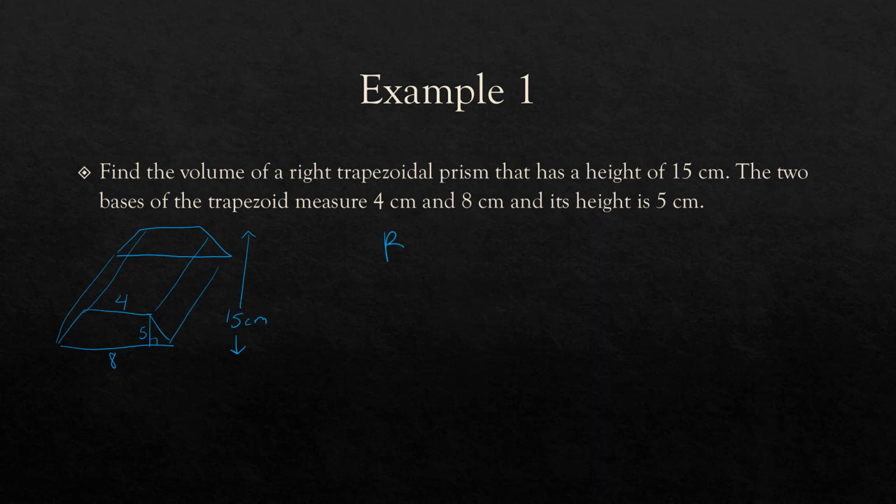So the area of the base is going to be 1/2 base plus base times height for the trapezoid. So 1/2, 4 plus 8, times 5. 4 plus 8 is 12. Half of 12 is 6. 6 times 5 is 30. And that's centimeters squared. That's the area of the base.